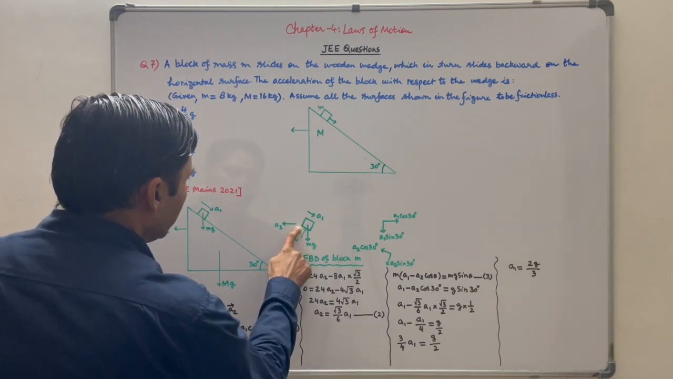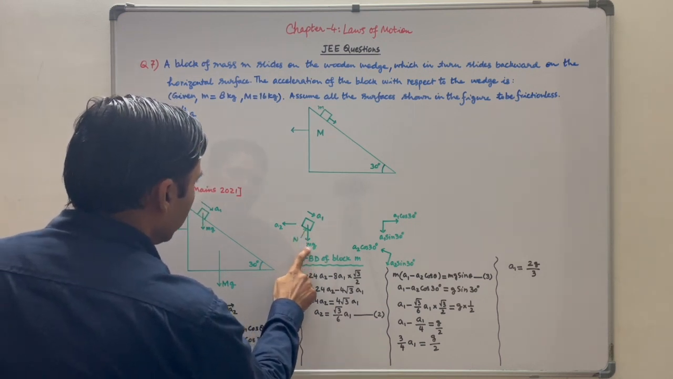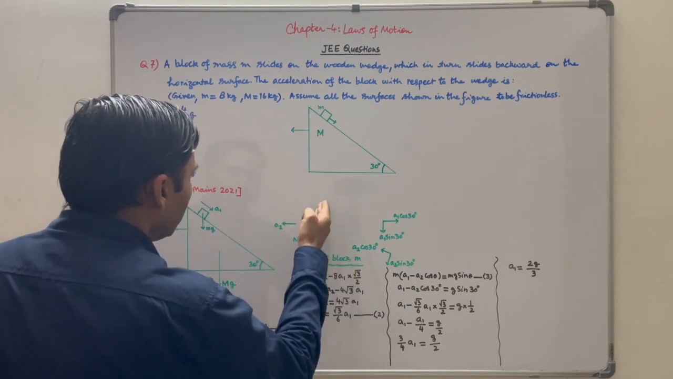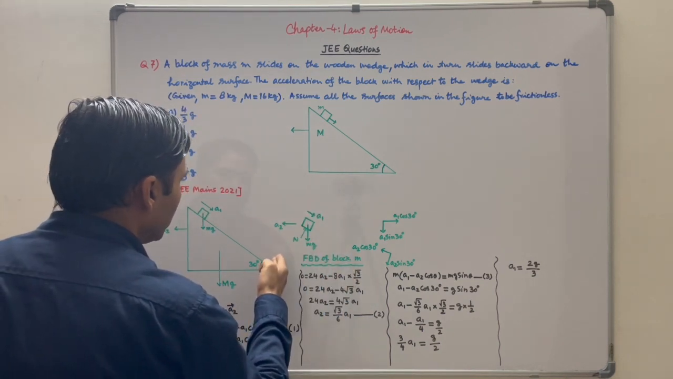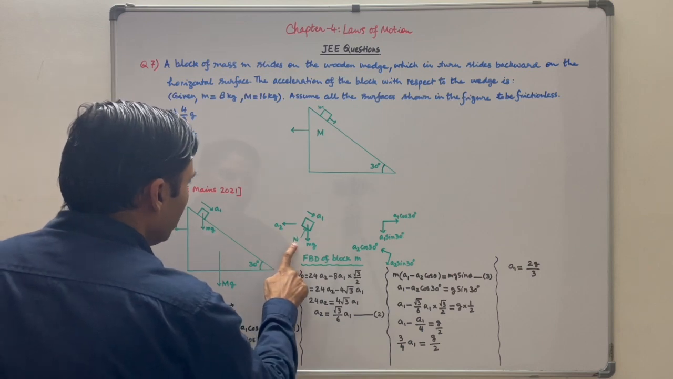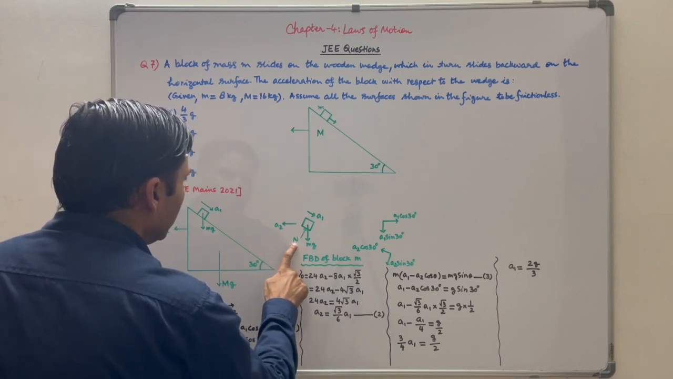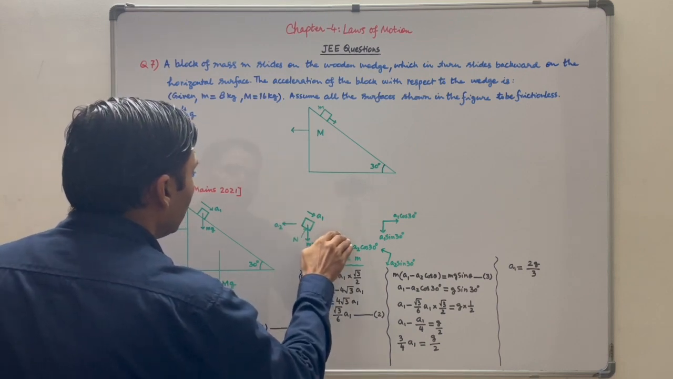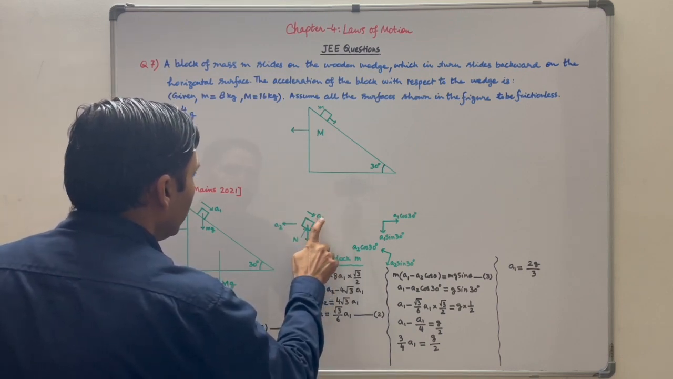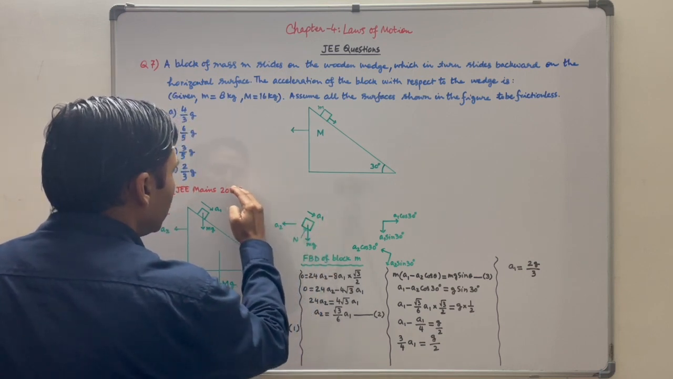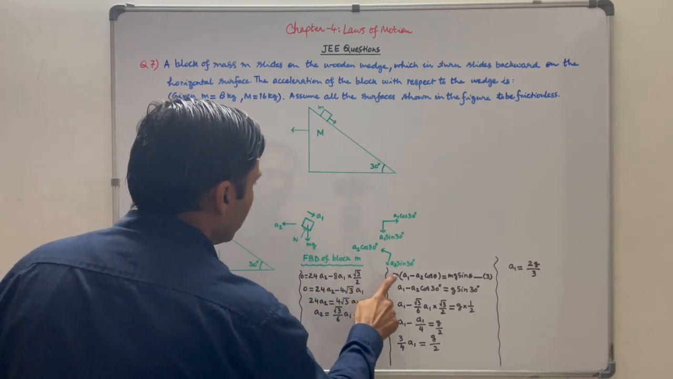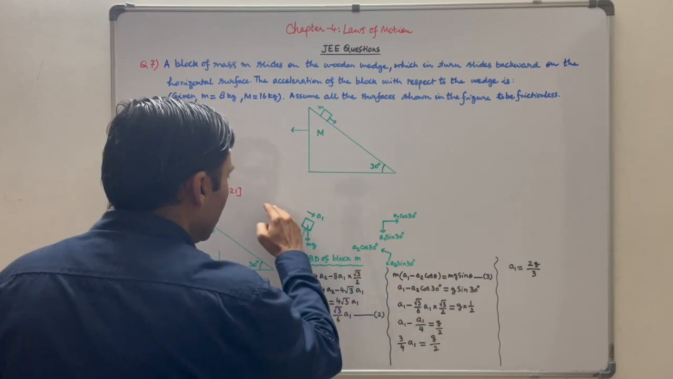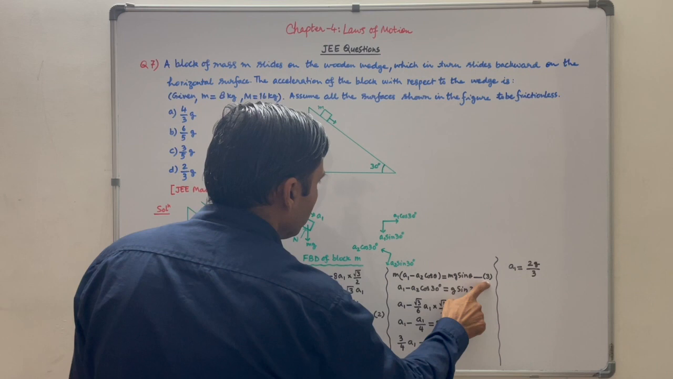This is the FBD of the block. mg is its weight. The component of weight along the plane will be mg sin theta and perpendicular to the plane will be mg cos theta. N is the normal reaction applied by the plane. The net acceleration that will work along the plane, that is along the direction of motion, will be A1 minus A2 cos theta. So we can write the equation of motion as m into A1 minus A2 cos theta is equal to mg sin theta. This is equation number 3.